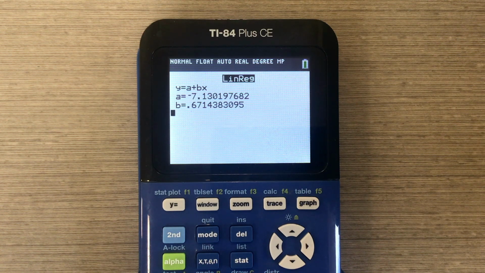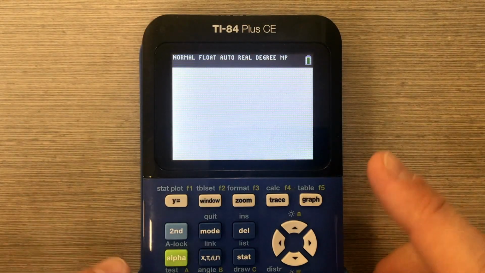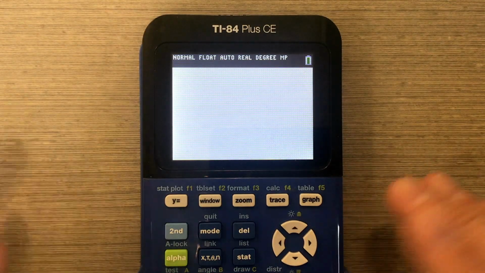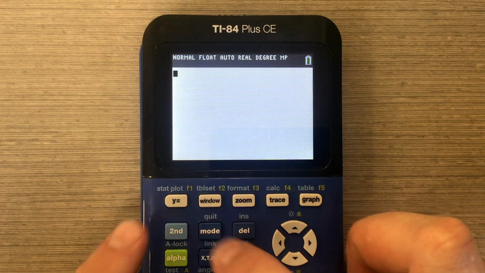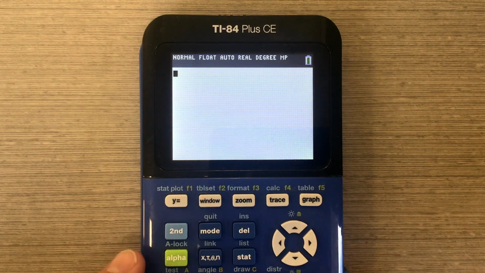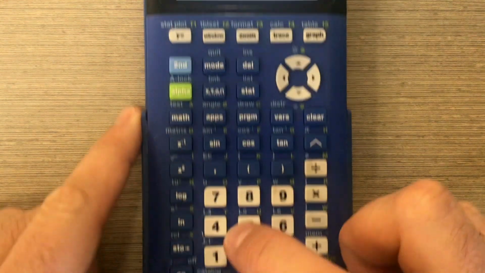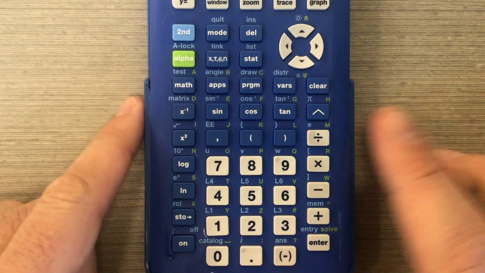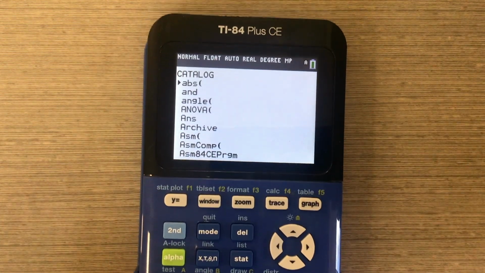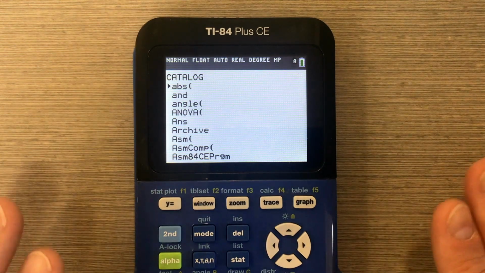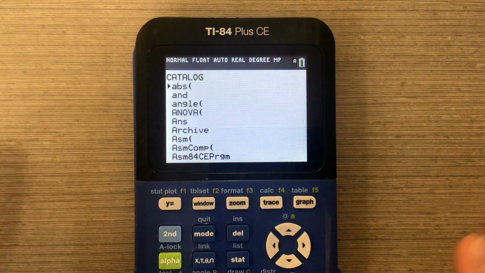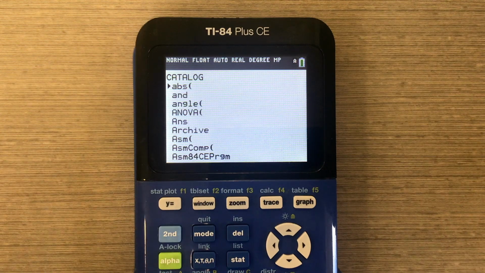If it didn't, then follow my steps here, because you're also supposed to get some more info. Let's see how to get that more information, because I want it. It's going to give me my R value. I'm going to go to my catalog. I'll hit second and then the number 0, which you can see in blue is catalog. This is literally every single function and operator in the entire calculator. You can scroll through to find what we're looking for, but it's not very helpful, because there are a lot of things in here.